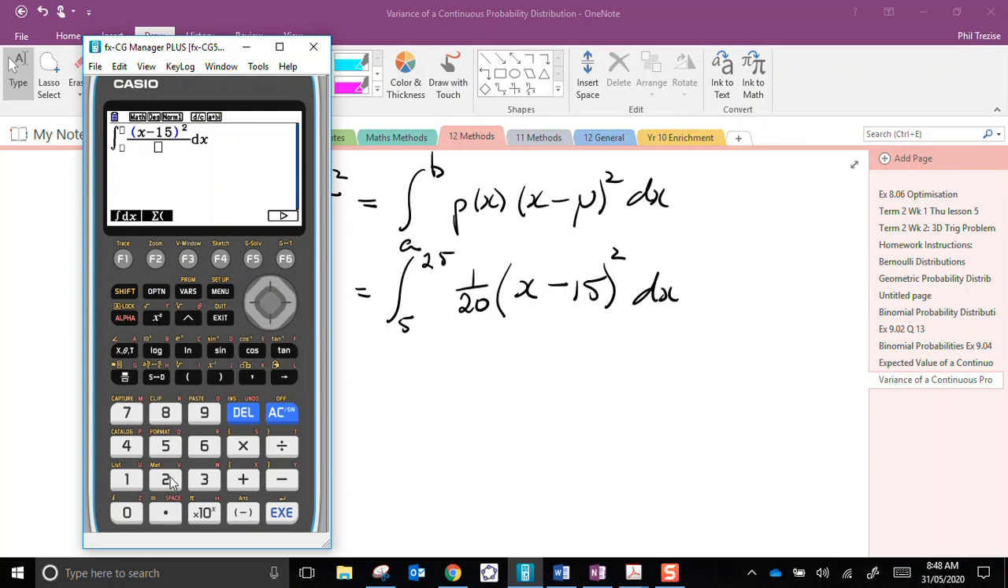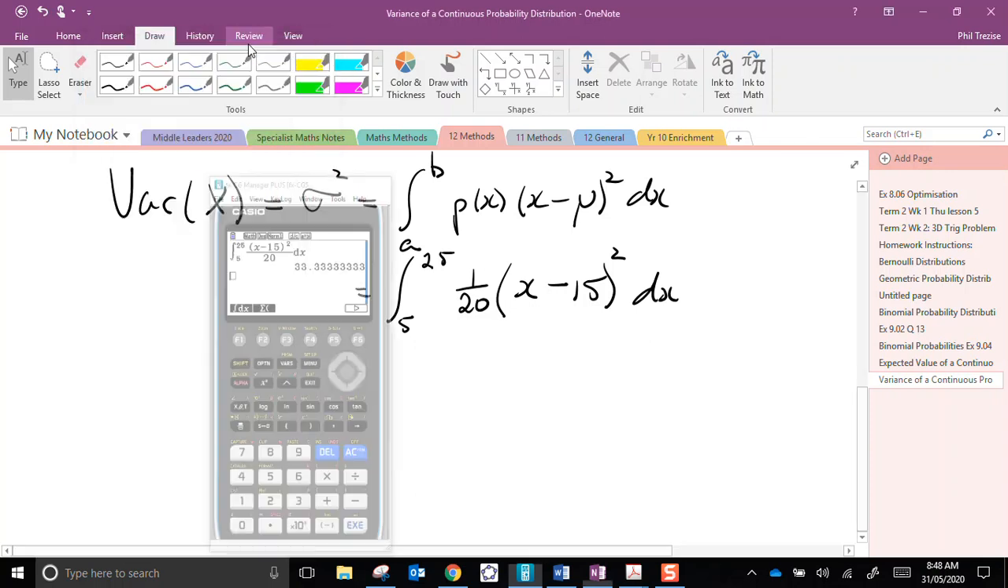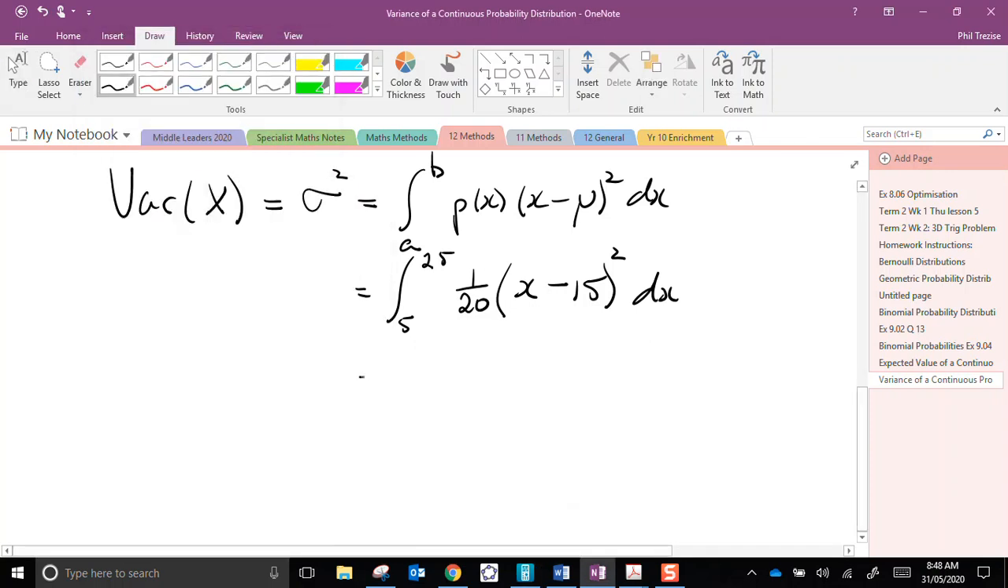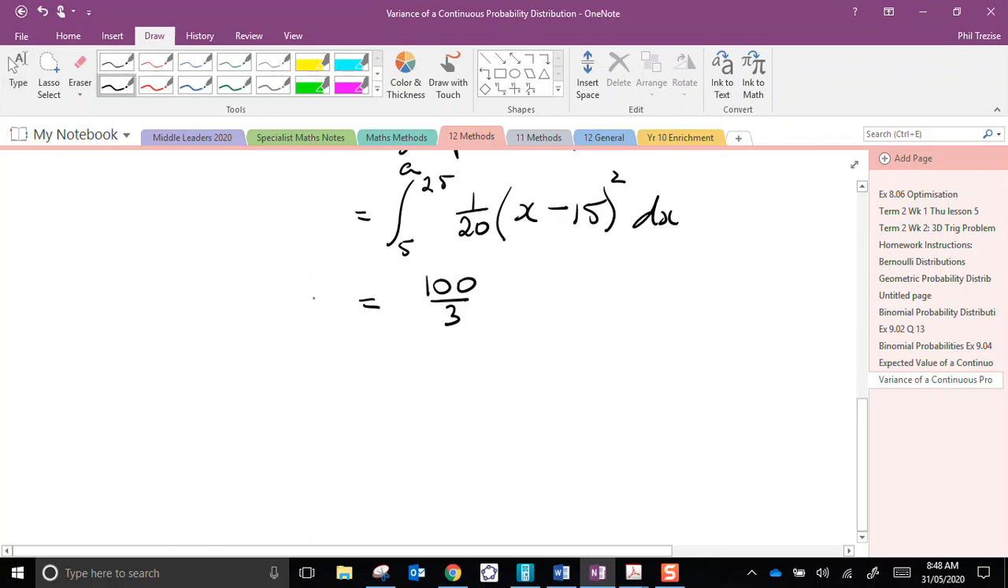(x minus 15) squared over 20, integrating between the limits of 5 and 25. So I get 100 over 3 or 33 1/3. Remember, tech active exam, use the technology as much as possible. And remember, that's the variance, or sigma squared.